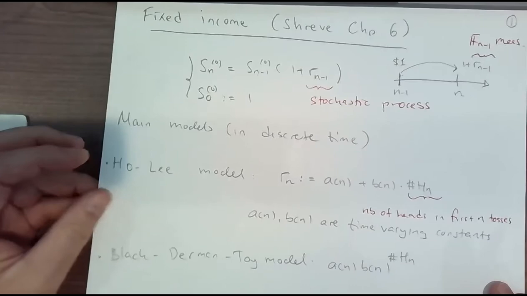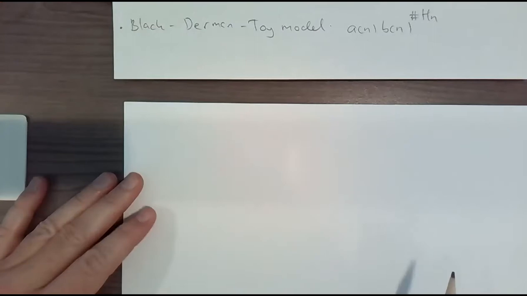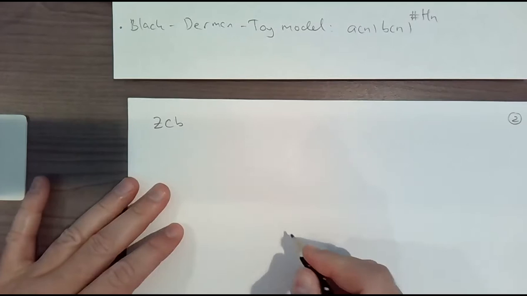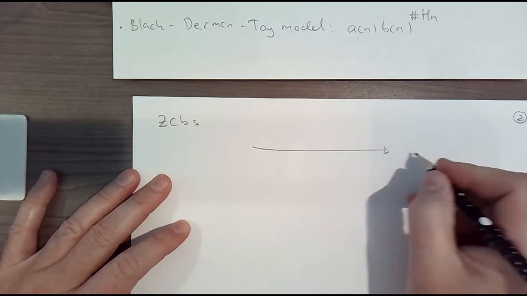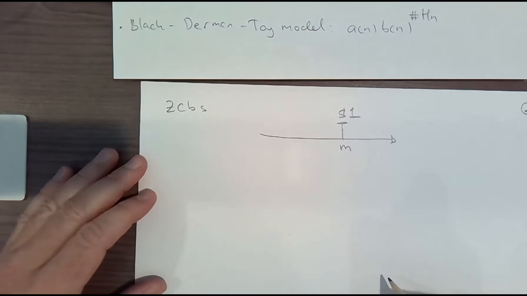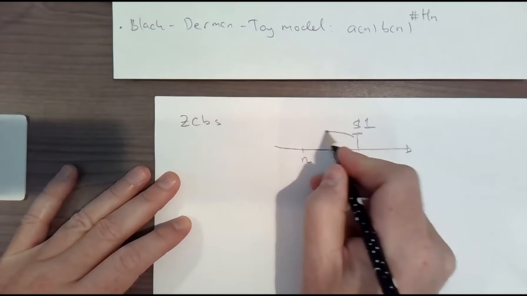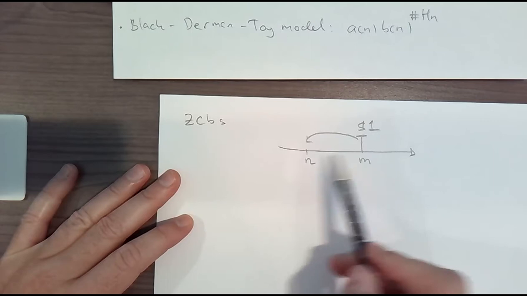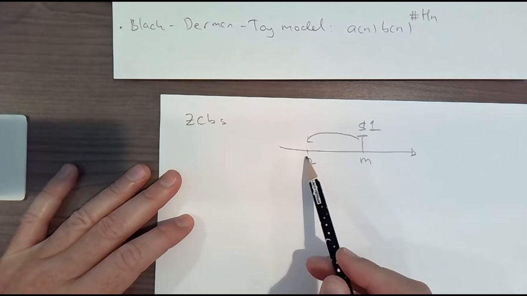Okay, so the next thing you do in fixed income, and this is where the word fixed comes in, you're looking at bonds. So we're looking at zero coupon bonds. What is a zero coupon bond? Well, we have time here. Then there's some maturity M. And this is where the fixed part comes in, because at time M you're going to get $1. That's the payoff. Now, what you're interested in knowing is, what is the price of getting $1?